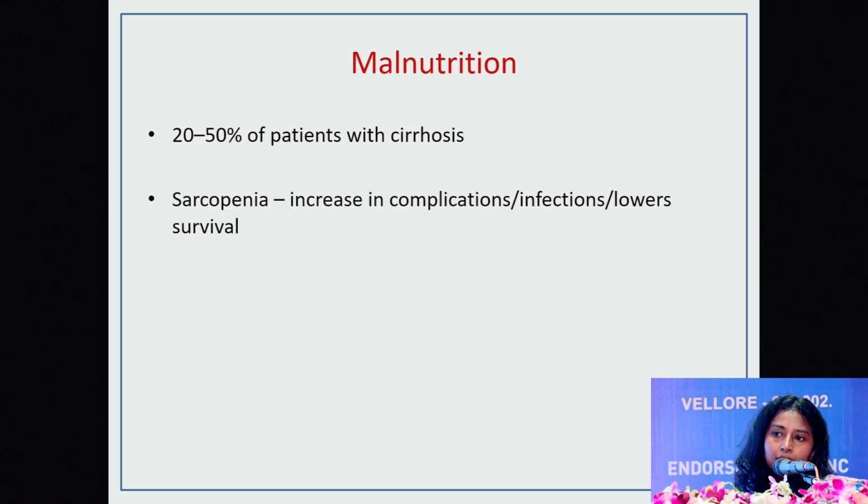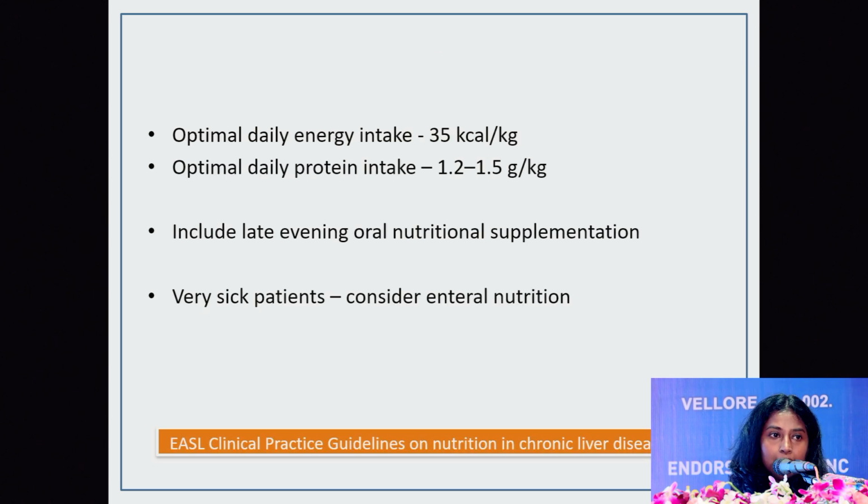Hence, when we are looking at these patients in OPD, we should always be mindful whether these patients are adequately taking in good nutrition. The optimal daily energy intake is around 35 kilocalories per kg. Optimal protein is around 1.2 to 1.5 grams per kg. Now, a few things that in OPDs we tell them are egg whites, which are a good source of protein. Again, we tell patients about including a late evening snack. This decreases the time of starvation. For very sick patients, we may need to consider enteral nutrition.